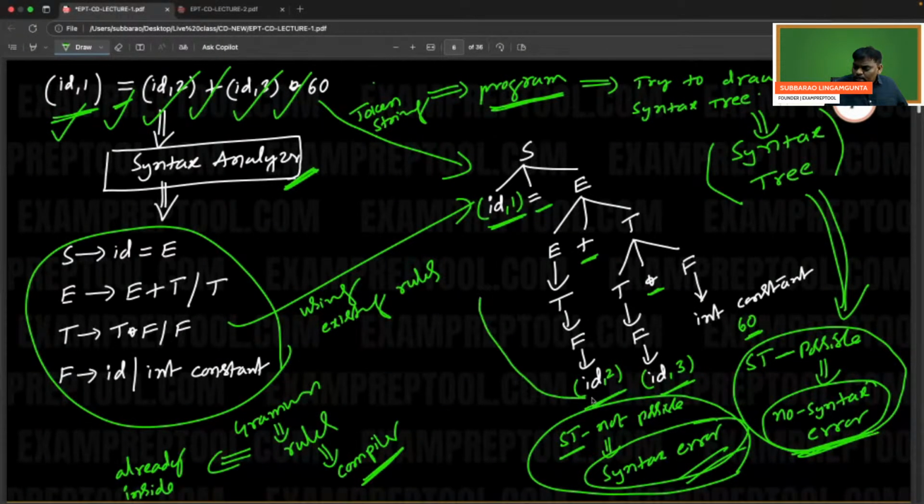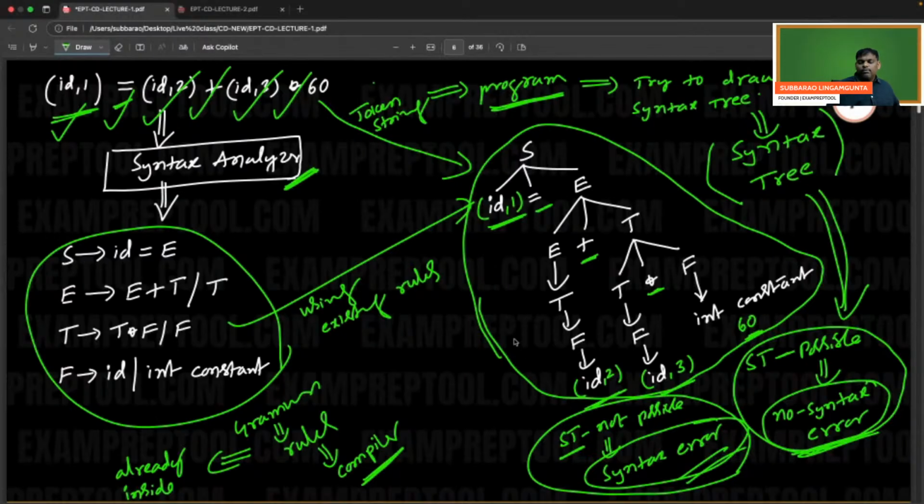In this tree, whatever is there, all of it is there in the grammar. All the white color things are rules. Whatever is there in the grammar, only those I used. The only thing is the tree format I wrote. Grammar is written horizontally, but when you say tree, it is in vertical direction.